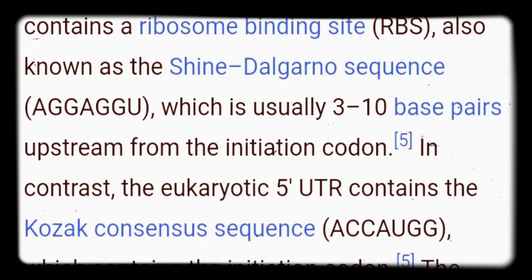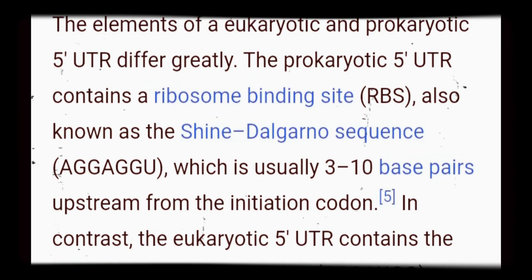So in prokaryotes, the 5' UTR has this ribosome binding site, and this is the binding site where your ribosome will interact, because the sequence in the ribosome binding site is complementary with the 16S rRNA of the small ribosomal subunit, and it is usually 3 to 10 base pairs long.